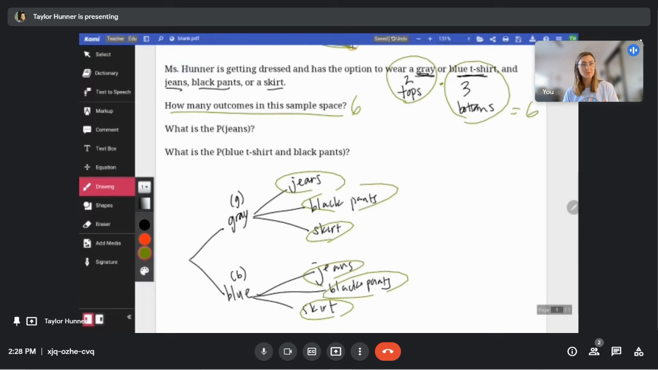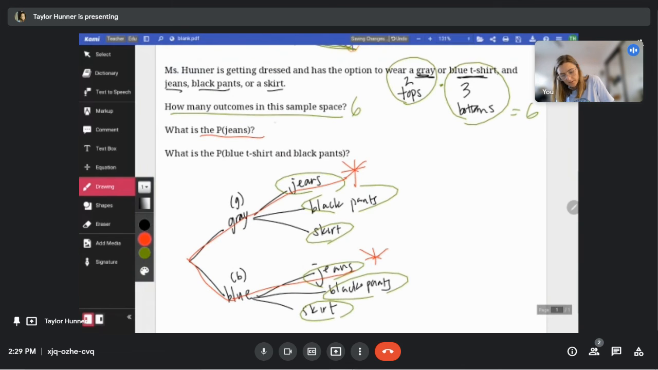So sometimes when we want to draw out a tree diagram and there's, let's say, 17 choices of a shirt, we're not going to want to draw that. We're going to want to use the shortcut method. What is the probability of wearing jeans? Okay, well, I could wear a gray t-shirt and jeans, so that would work. I could also wear a blue t-shirt and jeans. That would work. So my probability is 2 options out of my 6 total, but 2 out of 6 can be reduced to 1/3. So the probability is 1/3 that I will wear jeans.